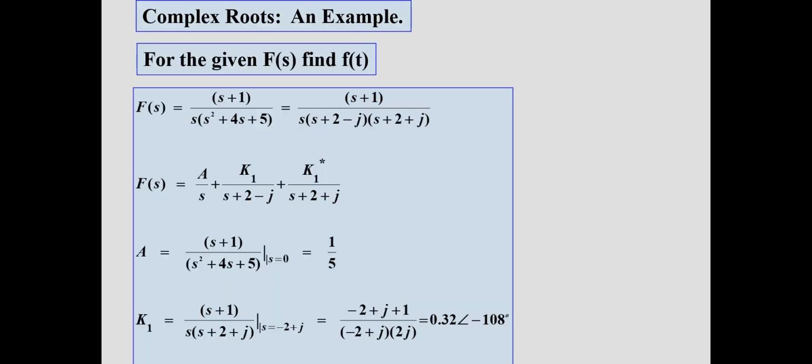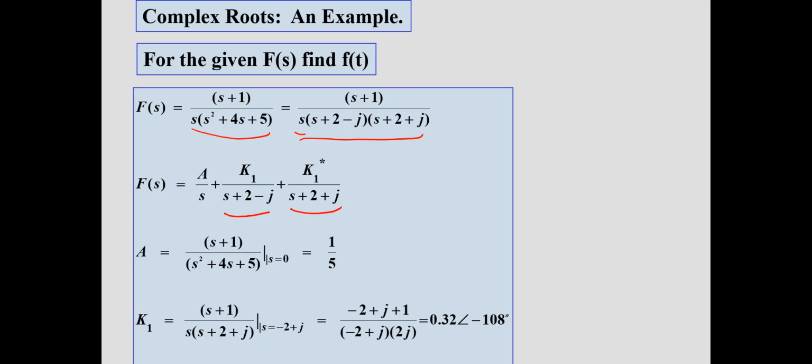Okay, so for example, for given F(s), find f(t). So we have this one, s plus 1 per s multiplied by s squared plus 4s plus 5. So we can expand using this equation, s multiplied by s plus 2 minus j multiplied by s plus 2 plus j. So we can arrange A per s and K1 per s plus 2 minus j and K1 accent per s plus 2 plus j.